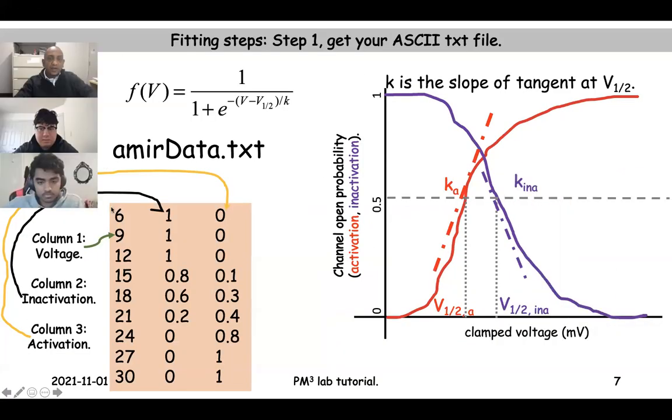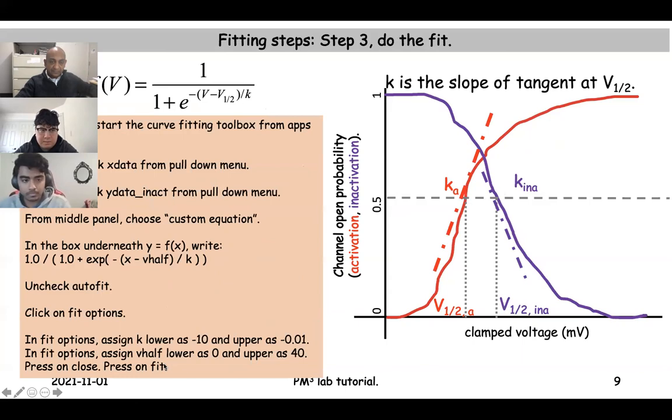The way I choose my minimum and maximum values of voltage is by looking in my data file. In this specific example data file, the minimum is somewhere close to 0, and the max is somewhere close to 40. That is my motivation for choosing these lower and upper values. After that, you press close and then you press fit. And all being well, the curve fitting toolbox will give you values for V-half and K, which you should then proceed to write down in your notebook.